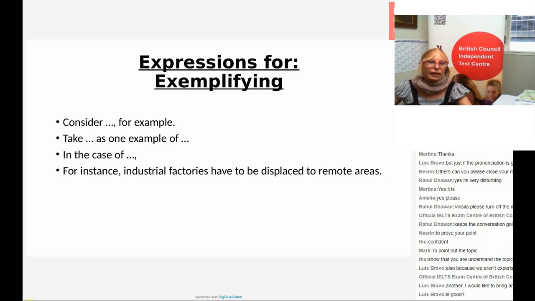Another, on its own, Luis, is not what we would consider a linking device on its own. You might want to say another example or another something. So always use it with a noun. Another example, another point, another issue, rather than on its own.